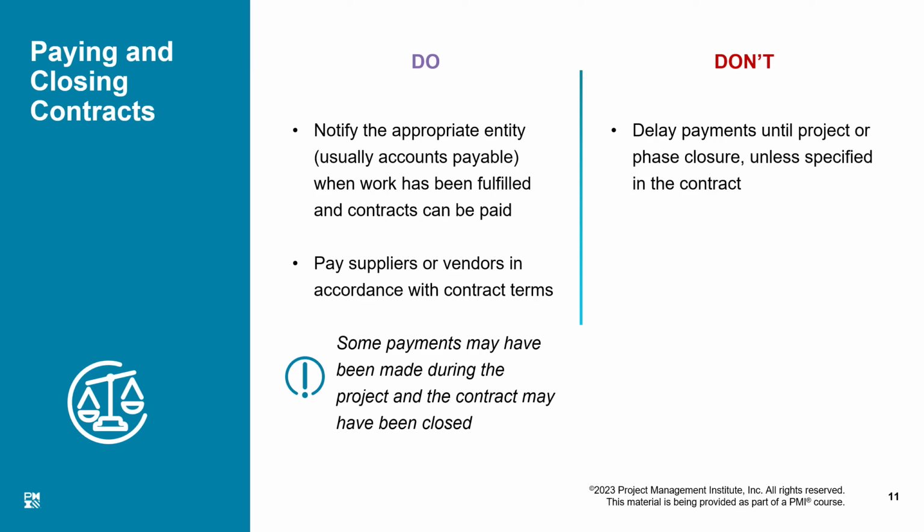Notify the appropriate entity, usually accounts payable, when work has been fulfilled and the contract can be paid. You see, once the project team is satisfied that the contractor has done their job and they've given the approval, they can inform the accounts payable of the organization that the payment should be made. Second point, pay the supplier or vendor in accordance with the contract terms. If they are supposed to be paid within 10 days of the approval, they should be paid within 10 days, right?